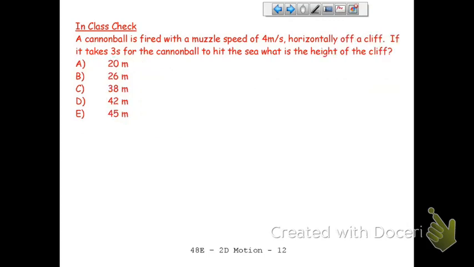A cannonball is fired with a muzzle speed of 4 meters per second horizontally off a cliff. If it takes 3 seconds for the cannonball to hit the sea, what is the height of the cliff? Not even a diagram now. I'm saying, hey, you guys can get on with this.